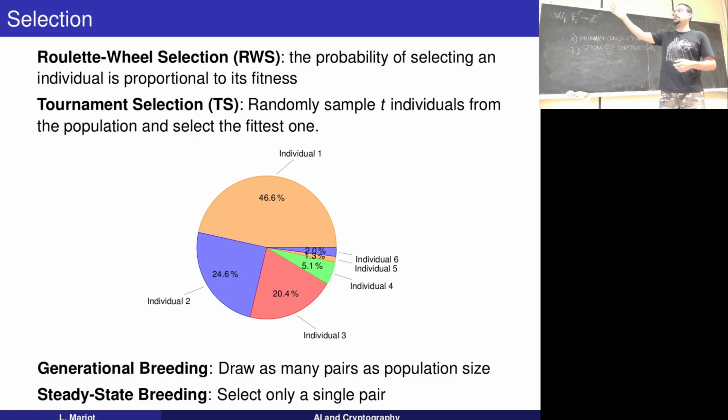So those that have the highest possible fitness, like individual 1 in this example here, has a very high fitness, so it will get 46.6% of this roulette wheel, so it will have a high probability of being selected. The other one will have something like 24.6% probability, and so on and so forth. And then basically you spin this wheel randomly, and where it ends up, that will be the individual that you select.